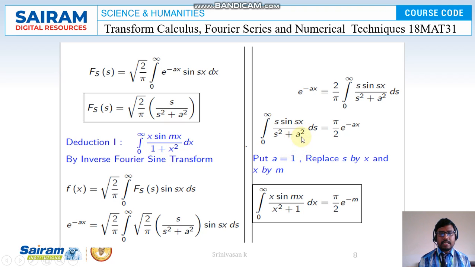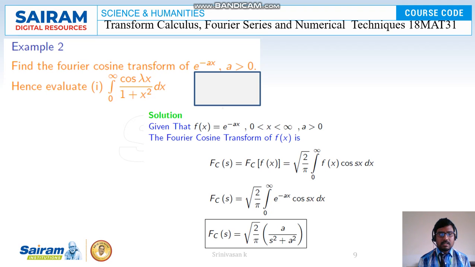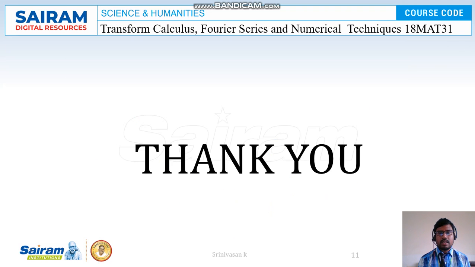But here a square is there, so I substitute a equal to 1, s equal to x, and x equal to m. If you substitute these values in the above equation, we get integral 0 to infinity x sine mx divided by x square plus 1 dx equals pi by 2 e power minus m, because the value of a is 1. So you just compare the deduction and this equation and replace what you want; those values we can replace. Okay. So this is also the same process, the same problem. Okay. So thank you.